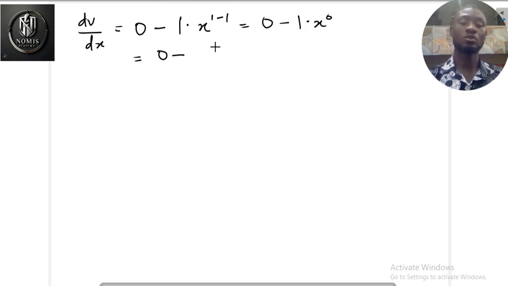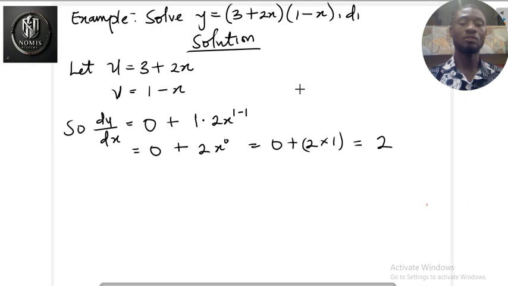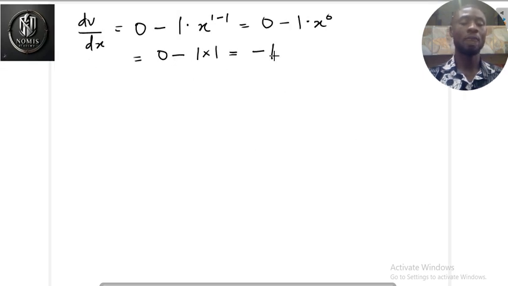So we have 0 minus 1 times x to the power of 0, which is 1, because anything raised to the power of 0 is 1. So it's 0 minus 1 times 1. Everything here is just 0 minus 1, and that is minus 1. So when we differentiate 1 - x, we have minus 1.